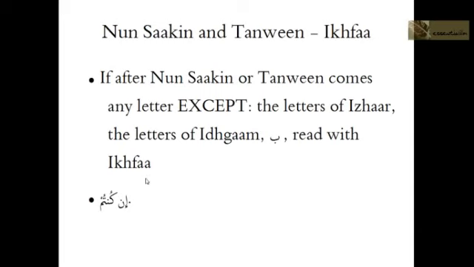Okay, so looking here. Noon sakin followed by kaf. Is kaf in the letters of idhar, hamza, ha, ain, ghain, kha? No, it's not. Is kaf in the letters of idgham, yarmalun? No. Is kaf in the letter ba? Nope. So we read with ikhfa. In kuntum. Here we actually have two. Noon sakin followed by ta, because ta is not in the letters of idhar, it's not in the letters of idgham, and it's not ba. So we also read that with ikhfa. In kuntum. And the ikhfa is also held for two harakas.